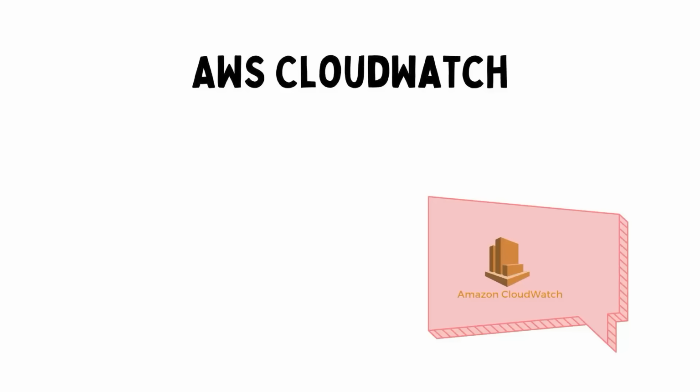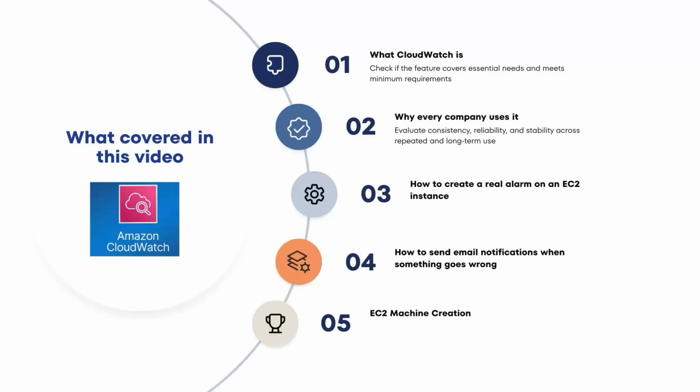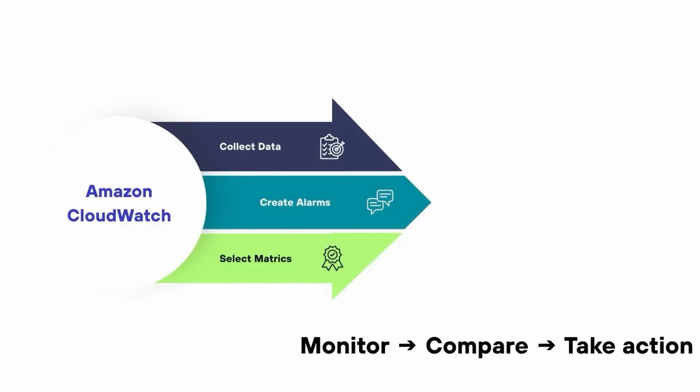By the end of this video, you will clearly understand what CloudWatch is, why every company uses it, why every production project must use it, how to create a real alarm on an EC2 instance, and if something goes wrong, how to get an email notification for that. And after this video, you will be able to set alerts like a real AWS engineer, even if you are completely new to this.